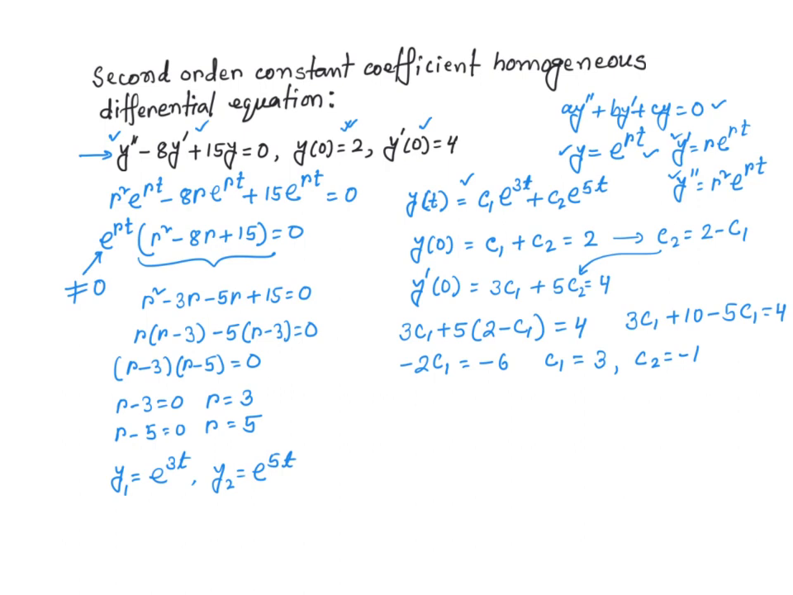So my general solution is going to be y of t is equal to c1 e to the power 3t. So 3 e to the power 3t minus e to the power 5t. So that should be my solution to this differential equation.